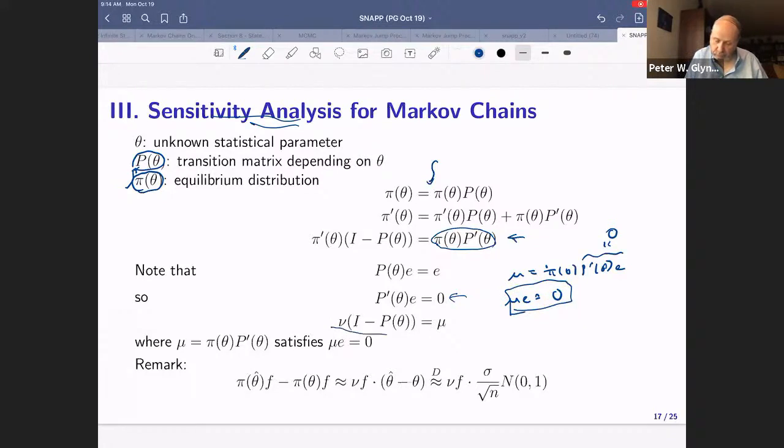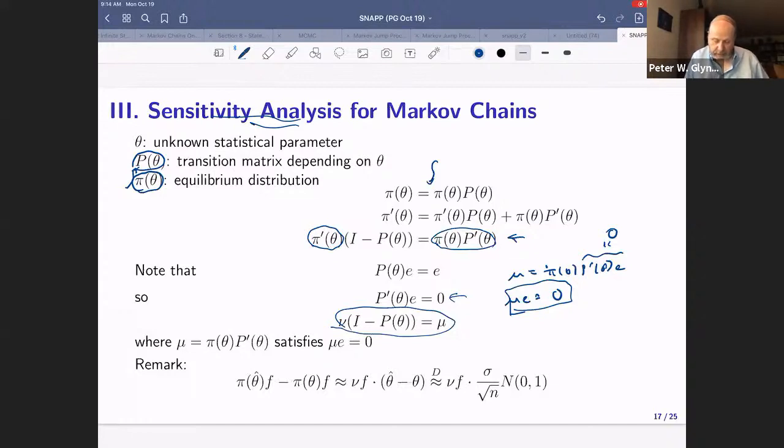So as a consequence, this equation should typically be solvable for the unknown u. So that means that we should be able to compute pi prime of theta through the measure valued version of Poisson's equation.